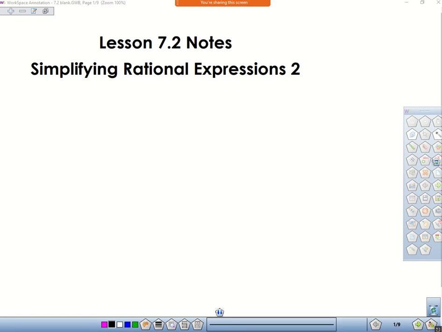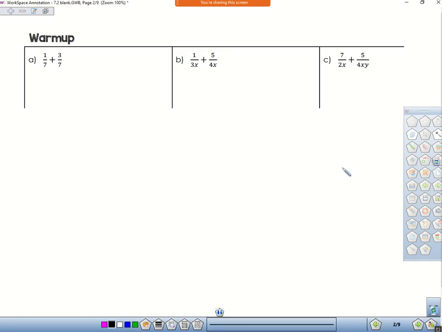All right, so 7.2 is going to be simplifying rational expressions part 2. Well, not really yesterday, you know what I mean. The last time we had a lesson together, we did multiplication and division. So today we're going to do what 2 other operations? Adding and subtracting. Good. So we're going to be adding and subtracting rational expressions today.